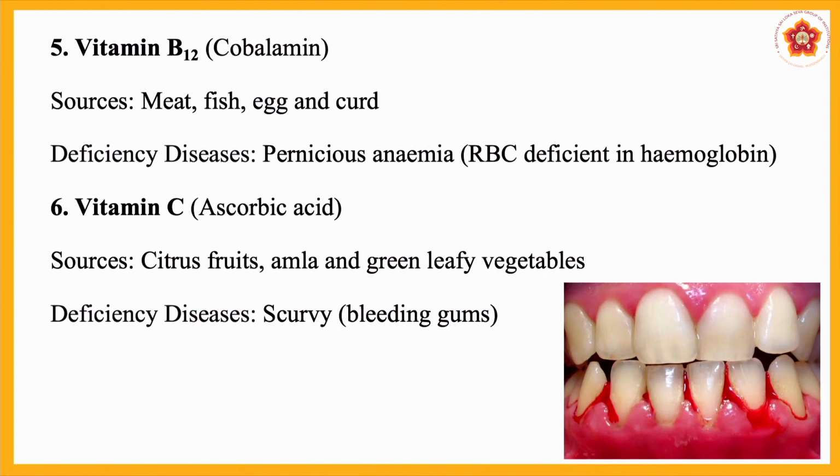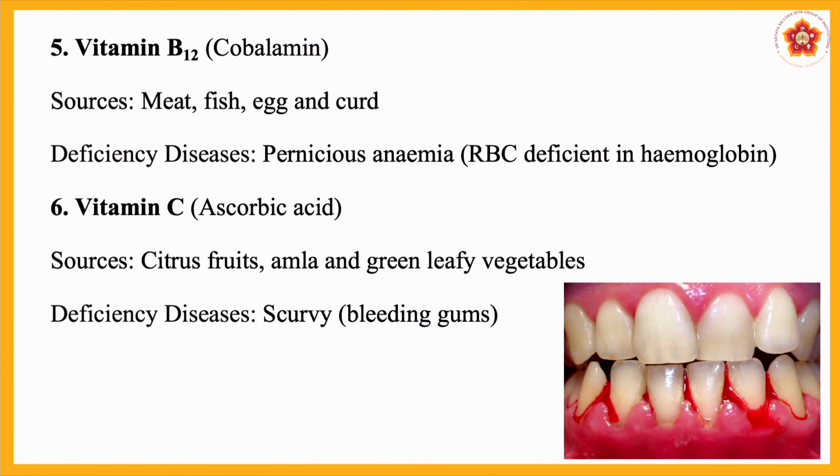Fifth one is vitamin B12, that is cobalamin. Sources are meat, fish, egg and curd. Deficiency disease is pernicious anemia, that is RBCs deficient in hemoglobin, which is due to vitamin B12 deficiency.